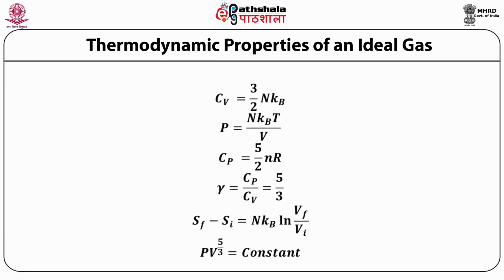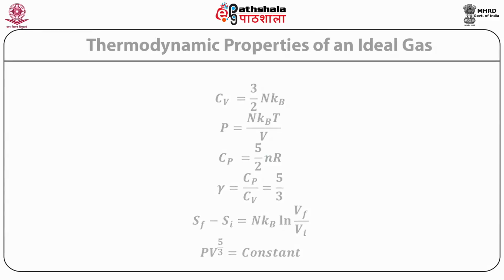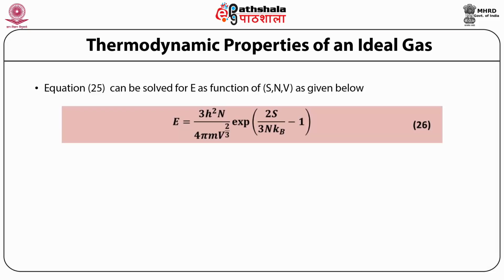Thermodynamic properties of an ideal gas. Equation 25 can be solved for E as a function of entropy, number of particles and volume as given below. That is, E is equal to 3h square n divided by 4 pi m V raised to power 2 by 3 exponential of 2S upon 3n k_B minus 1.